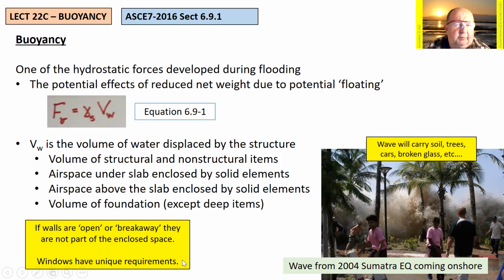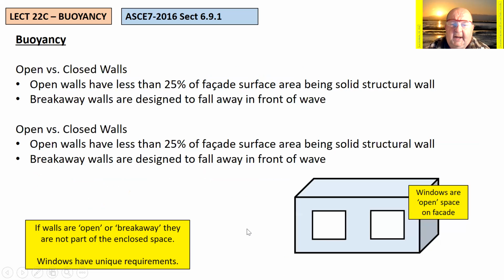Windows are going to have some unique requirements we need to talk about. Well, the first thing the code talks about is what's known as open versus closed walls. I've got this large wall in front of me. That wall may have windows, it may have no division between the interior and the exterior space. It may have what we call breakaway walls. Those windows, breakaway walls, they don't impede the water. The water is going to flow right through those.